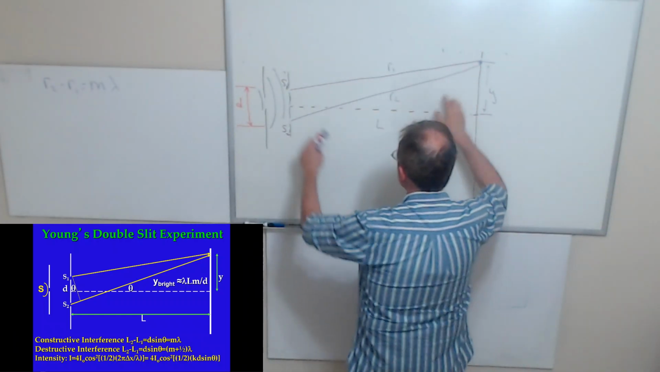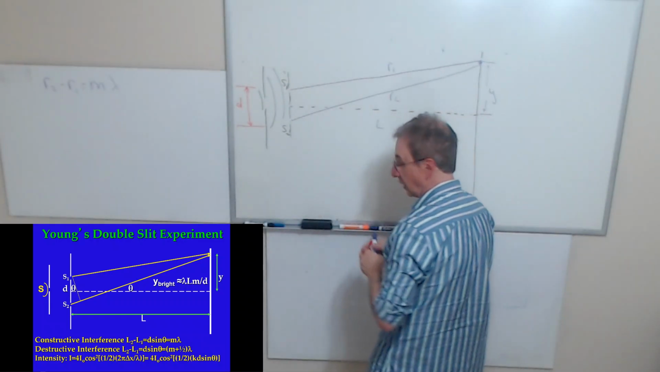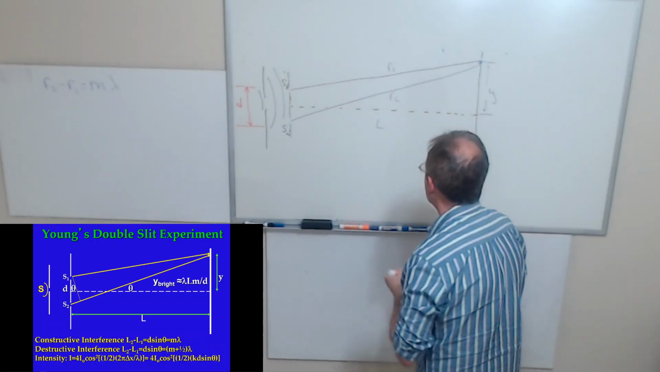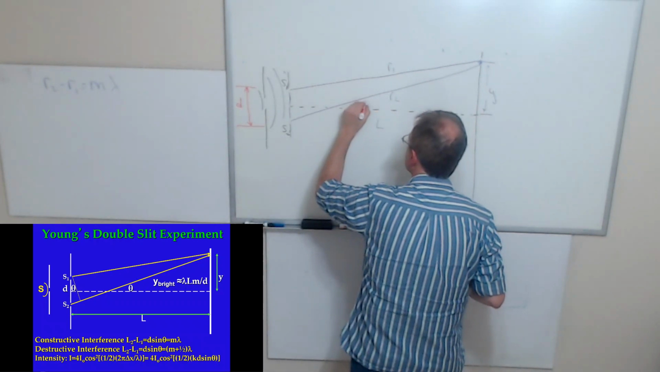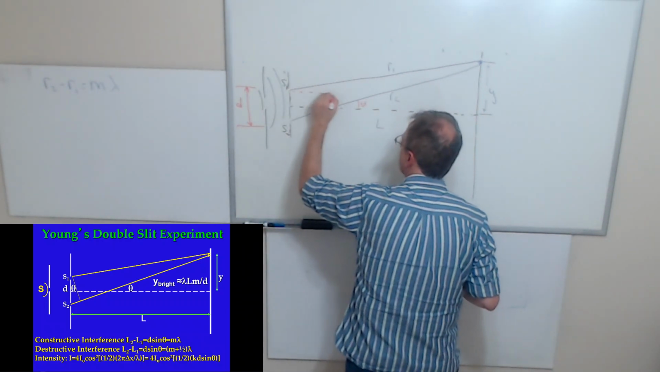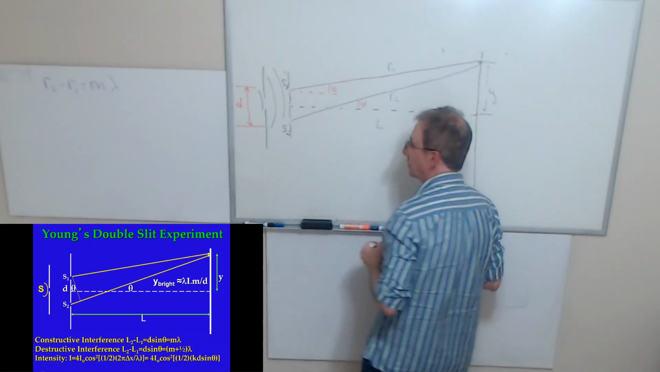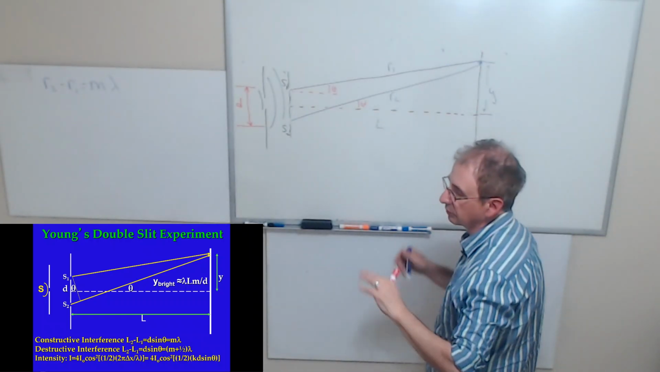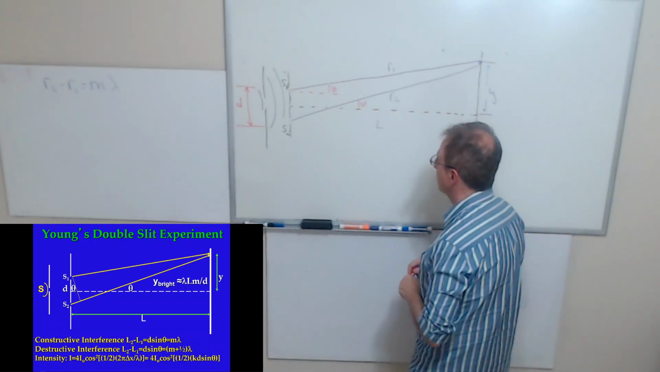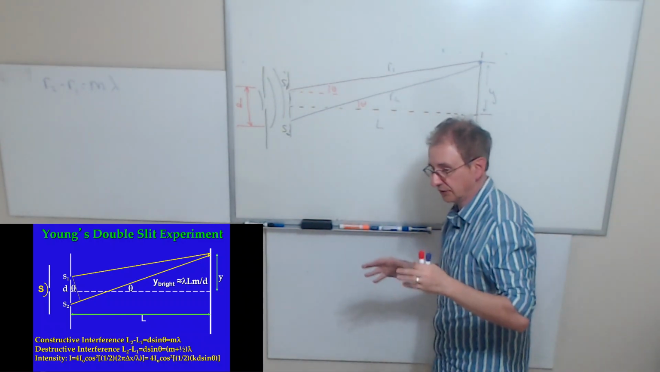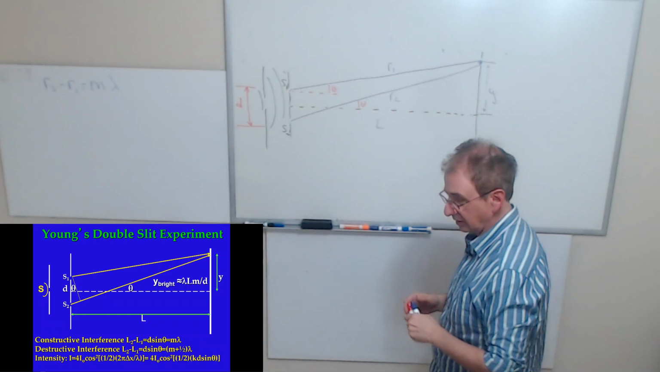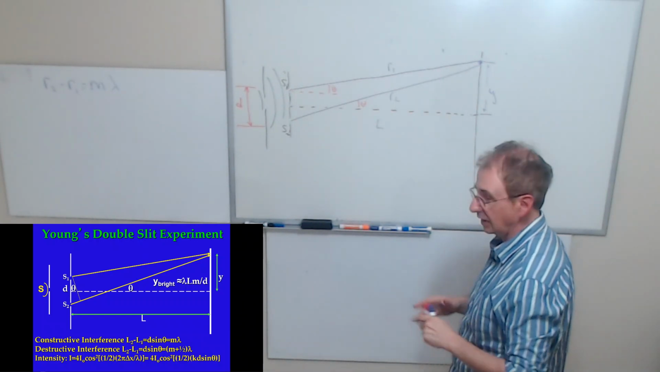Basically, the ratio of this distance to this distance is almost 1 because this is huge compared to this separation. This angle and this angle are approximately the same. And one can go through the algebra to show that R2 minus R1 is a small number and basically equal to the following.